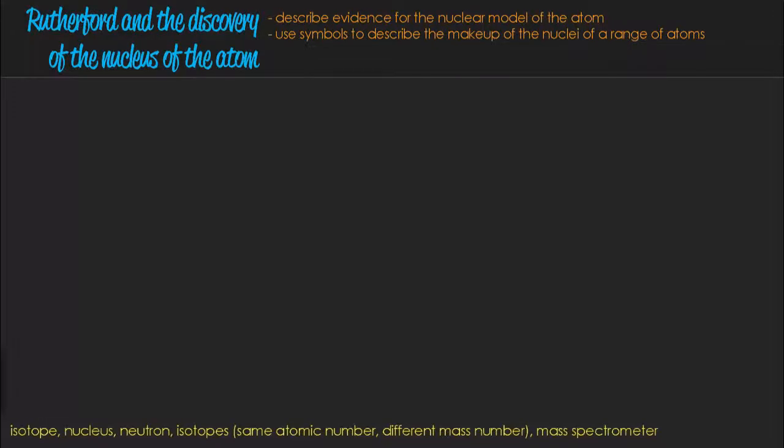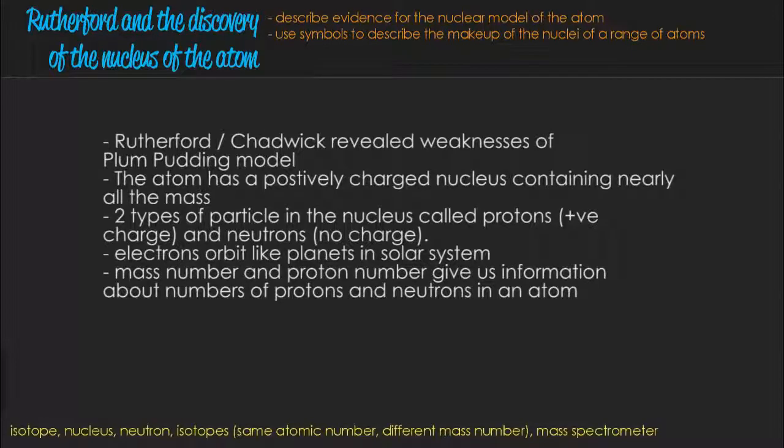So to wrap up, we've seen that Rutherford and later Chadwick provided some evidence that suggested that the Thomson model of the atom was incomplete. We discovered that the atom has a nucleus and that this nucleus contains particles called protons and neutrons with the same mass as each other, each one about 2,000 times as heavy as an electron. Because the electrons are so light, we don't use these when we're considering the mass of an atom. And we've used symbols to identify elements and the numbers of protons and neutrons within them.